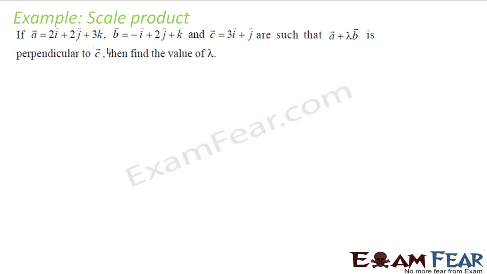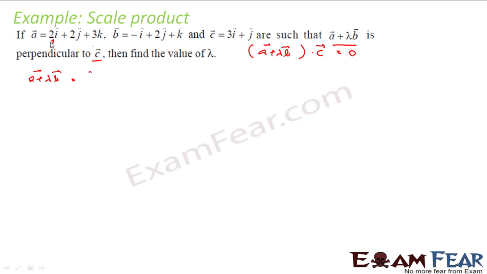Let's take one example. We are told that vector A, vector B and vector C are such that A plus lambda B is perpendicular to vector C. So we have to find the value of lambda. If A plus lambda B is perpendicular to C, that means (A plus lambda B) dot C has to be 0. Correct? We know C vector, we don't know A plus lambda B vector. So let's find A plus lambda B vector.